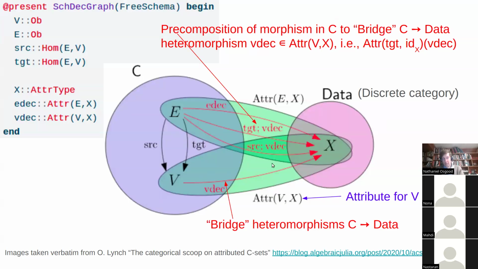Well, then we can place something that can go from A to B, and V to X here with VDEC, and we get something that can then go from E to X. This is the precomposition side, the F side.